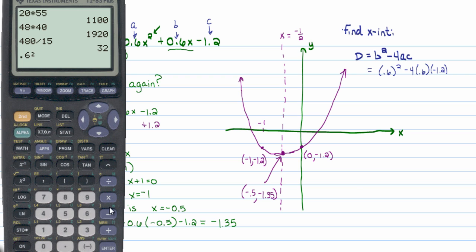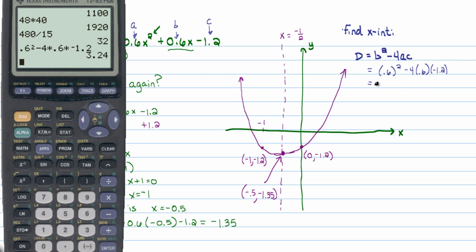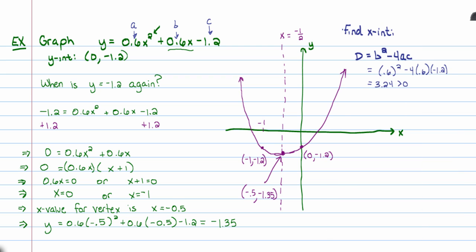0.6 squared minus 4 times 0.6 times negative 1.2. We get 3.24, so that's actually positive, which tells me that we will have two x-intercepts. So, all right, this implies two x-intercepts.